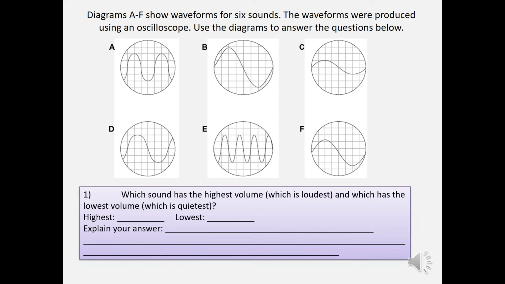Now, diagrams A to F show waveforms for 6 sounds. The waveforms were produced using an oscilloscope. Use the diagrams to answer the questions below.